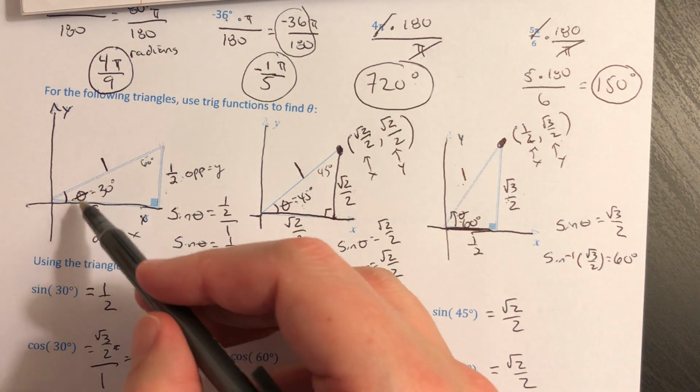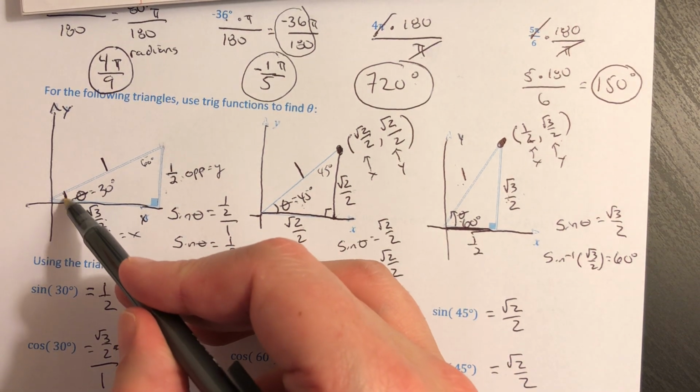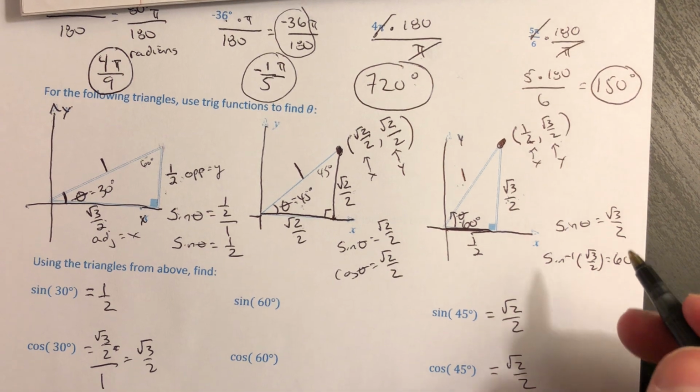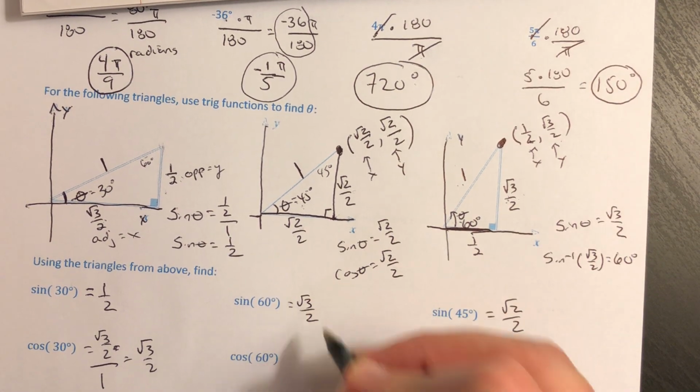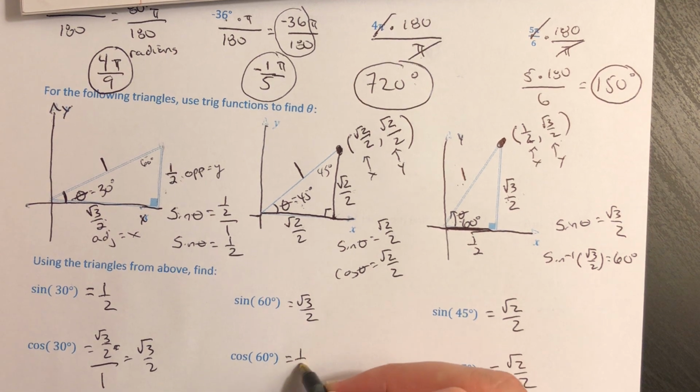So now instead of the 30-degree angle being what's called our reference angle, our 60-degree angle is now our reference angle. Okay, which means sine of 60 is root 3 over 2, and cosine of 60 is 1/2.